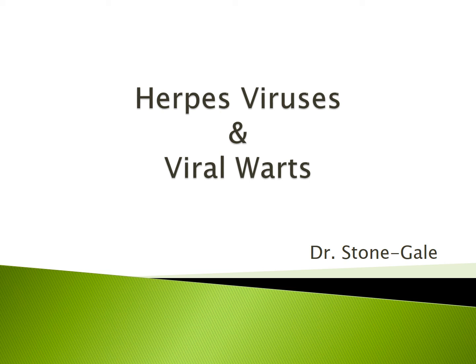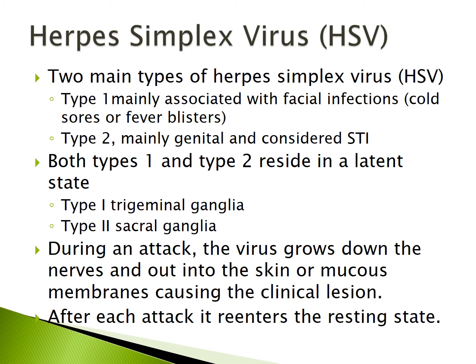This mini lecture is going to be on the herpes viruses as well as viral warts. There are two main types of herpes simplex virus, herpes simplex virus 1 as well as herpes simplex virus 2. HSV1 is associated primarily with oral infections, and HSV2 is usually associated with mainly genital infections, and that is considered a sexually transmitted infection.